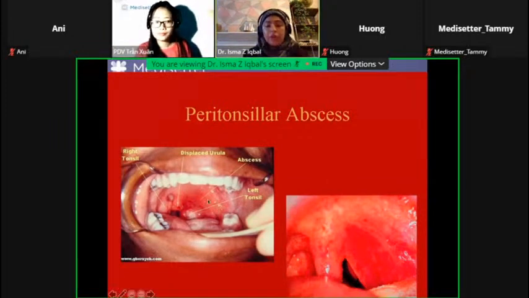So if you were going to drain this, you would put the needle about here. So you draw a line from the uvula across and a line from the tooth, and this is the area, the line that crosses it, where you would put the needle to drain the pus.